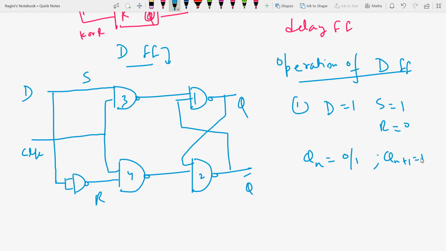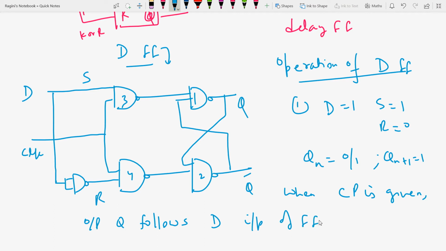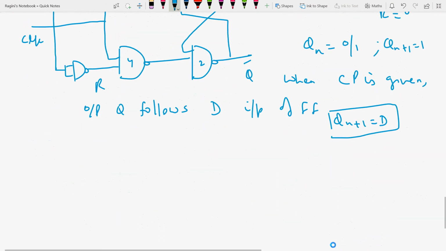What will happen when the clock pulse is given? Output Q follows the D input of the flip-flop. So here, the next state will be equal to D. Qn plus 1 equal to D. So, the SR flip-flop is the basic building block of the D flip-flop.